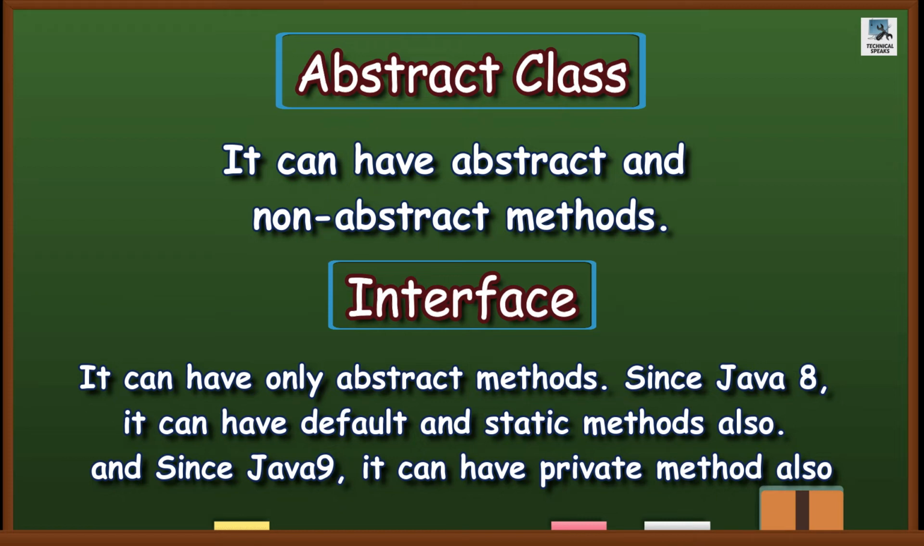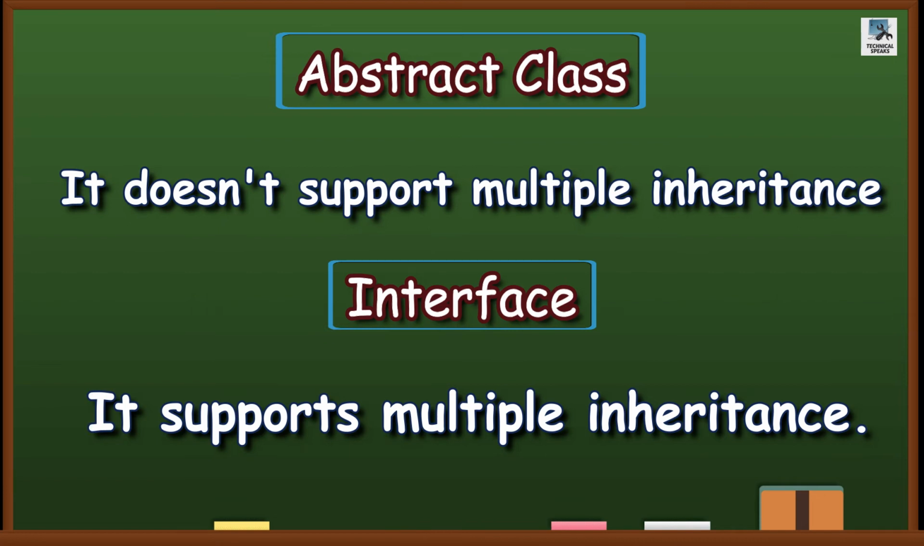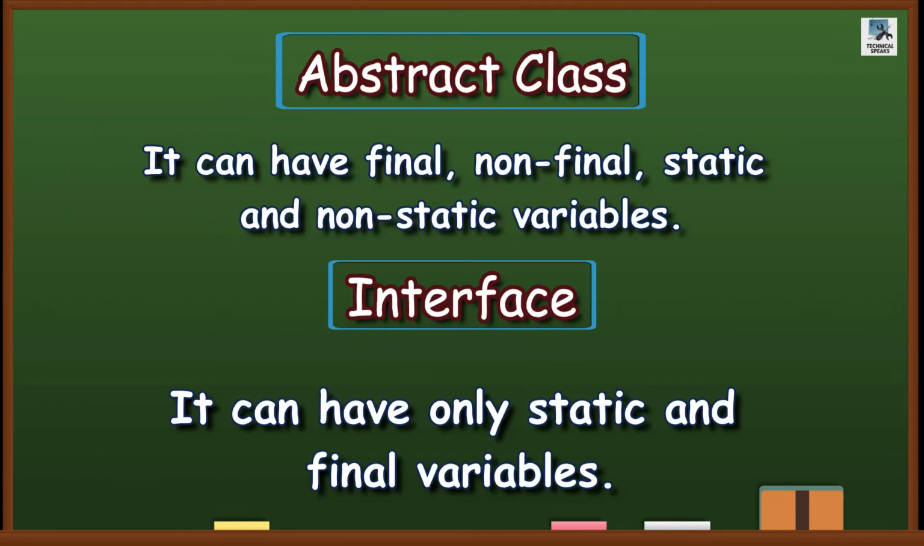The second one is, in the case of an abstract class, it doesn't support multiple inheritance, and in the case of an interface, it supports multiple inheritance. The third one is, in the case of an abstract class, it can have final, non-final, static and non-static variables, and in the case of an interface, it can have only static and final variables.